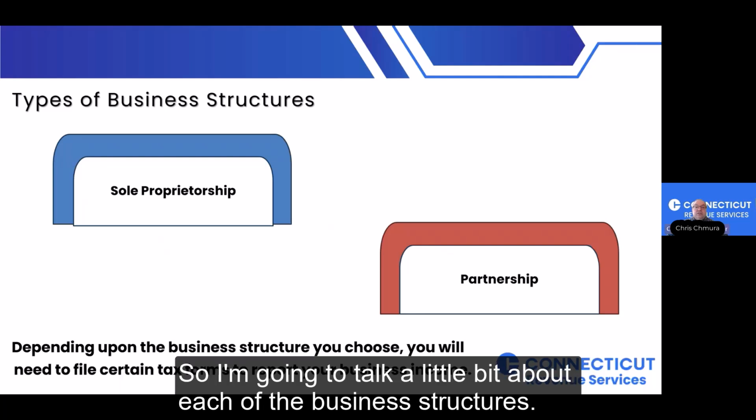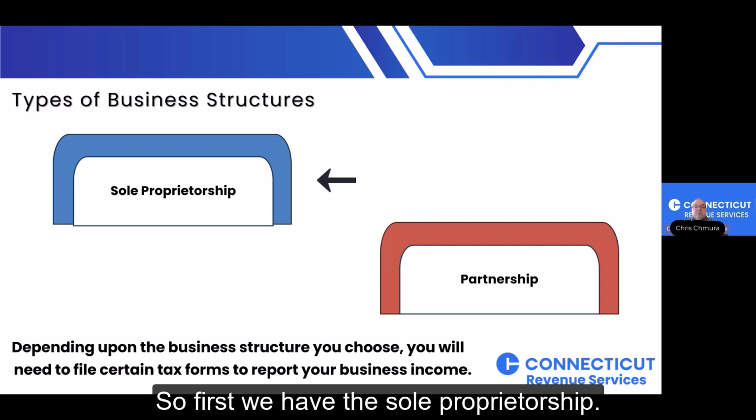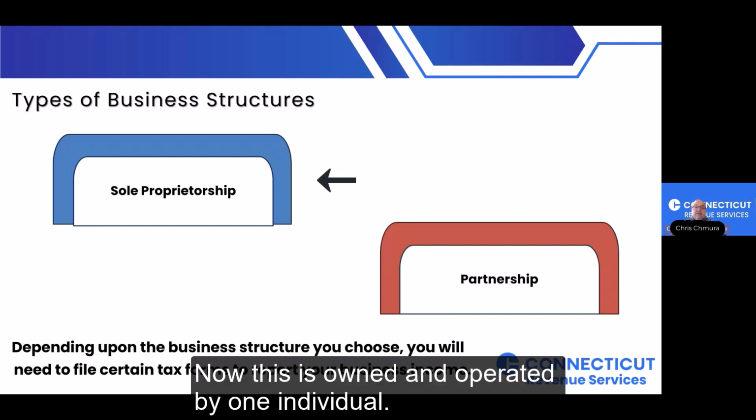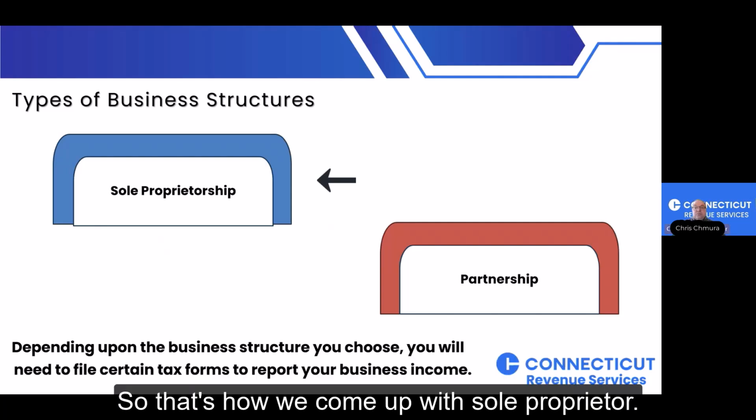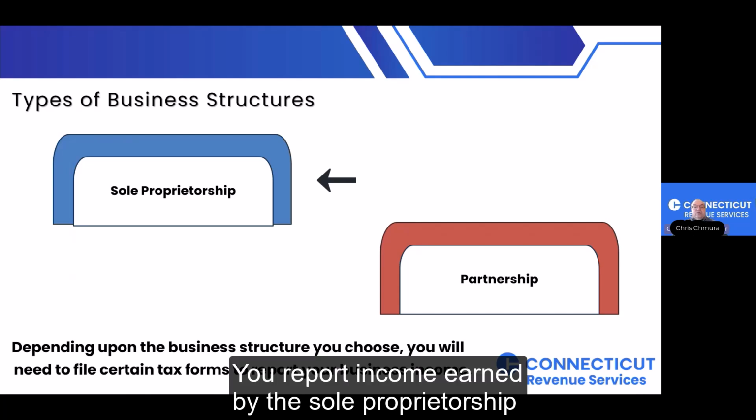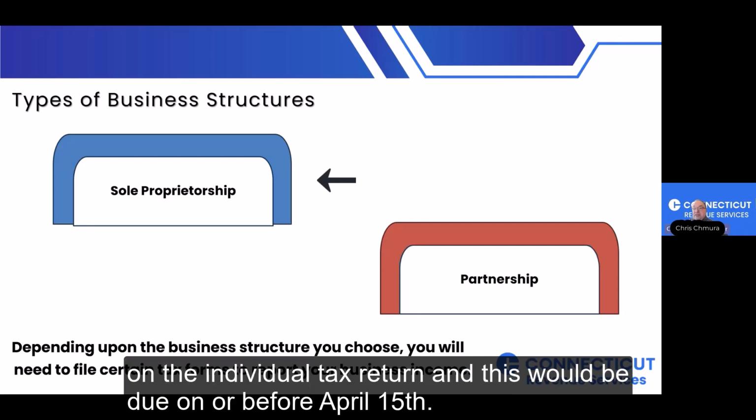So I'm going to talk a little bit about each of the business structures. So first we have the sole proprietorship. Now this is owned and operated by one individual. So that's how we come up with sole proprietor. Now it reports income earned by the sole proprietorship on the individual tax return. And this would be due on or before April 15th.